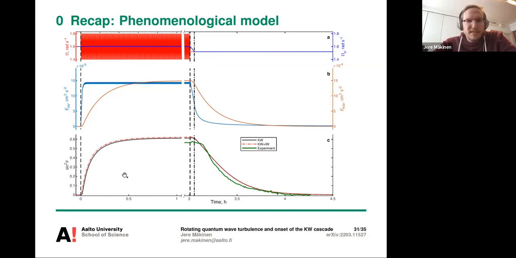We can also use these calculated energies to convert that to the vortex tilt angle. This is what we get. The difference between the black line and the red line is that the black line only contains contribution from Kelvin waves, and the red dashed line contains contribution from Kelvin waves and inertial waves. As you can see, this is clearly dominated by Kelvin waves alone.